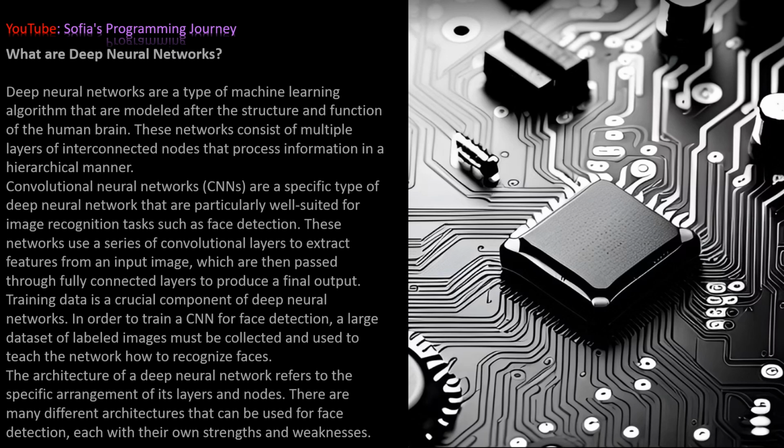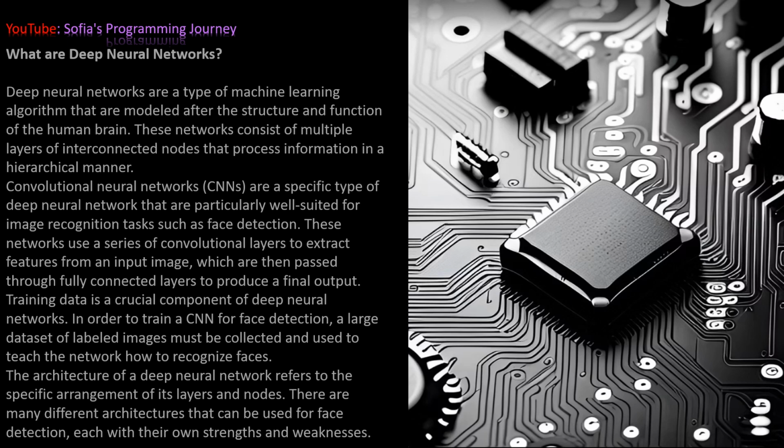Deep neural networks are a type of machine learning algorithm that are modeled after the structure and function of the human brain. These networks consist of multiple layers of interconnected nodes that process information in a hierarchical manner. Convolutional neural networks (CNNs) are a specific type of deep neural network that are particularly well suited for image recognition tasks such as face detection. These networks use a series of convolutional layers to extract features from an input image, which are then passed through fully connected layers to produce a final output.